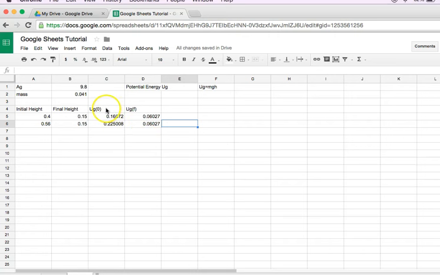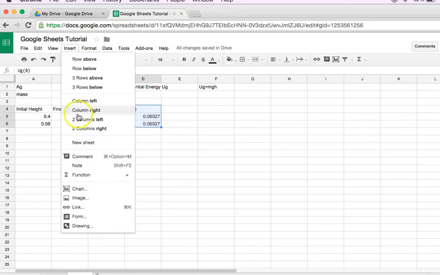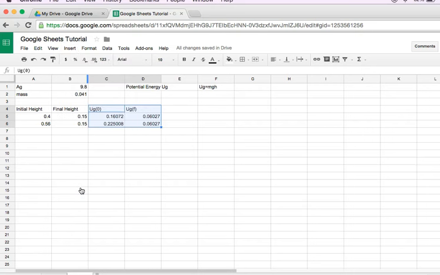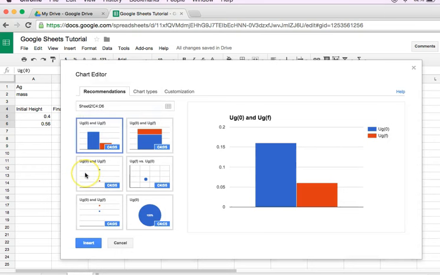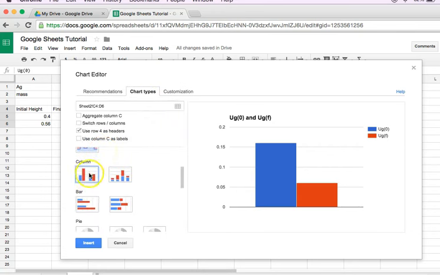So let's actually try again, and we are going to make another column graph so that we can analyze some of our data. Once again, I want to look at the difference between initial and final. And instead of just looking at one trial, I want to look at both trials. So I'm going to highlight all of that. Do you guys remember what to do? You're going to go to Insert. You're going to go down to Chart. Then once it opens up, you want to make sure that you get to Chart Types. Go down, down, down. Double check that you're on the column one. This is what it should look like.